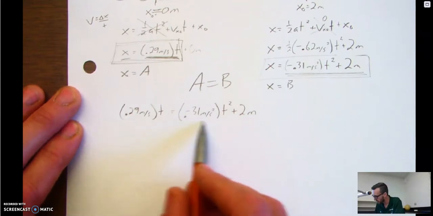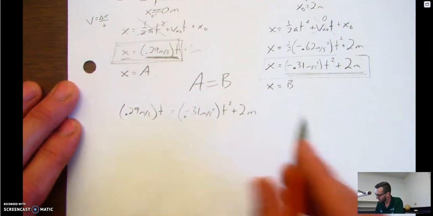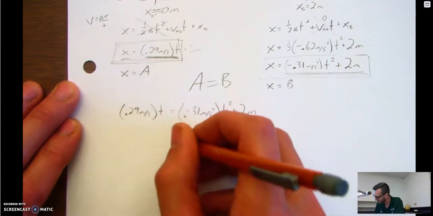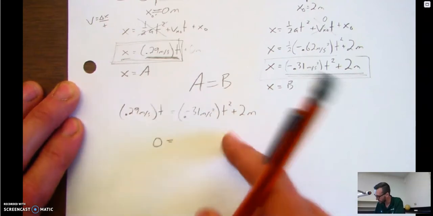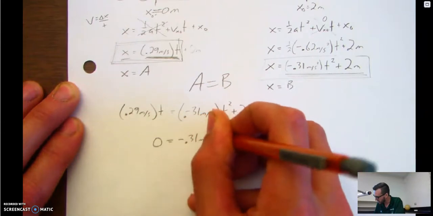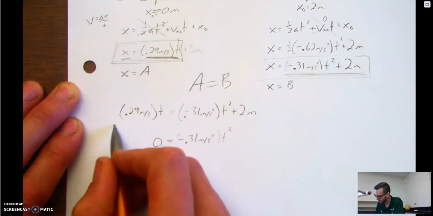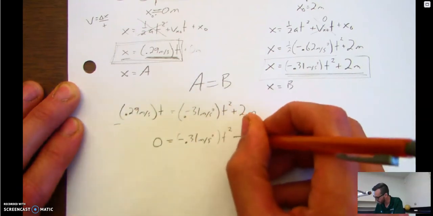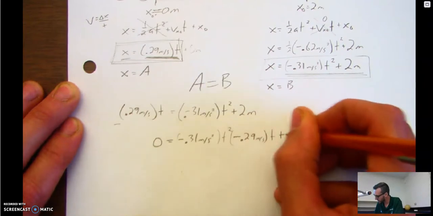If you notice, we have a coefficient t squared, a coefficient t, and a coefficient. And for those of you that are proficient in math, you might realize that if I subtract the left side quantity over to the right side, what I'm going to end up with is an expression that is in our generic format for the quadratic formula. All right, now remember, this is getting subtracted from both sides, so it's going to be minus 0.29 meters per second times t plus 2 meters.